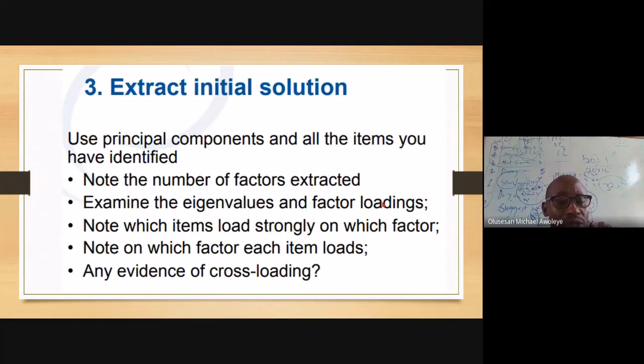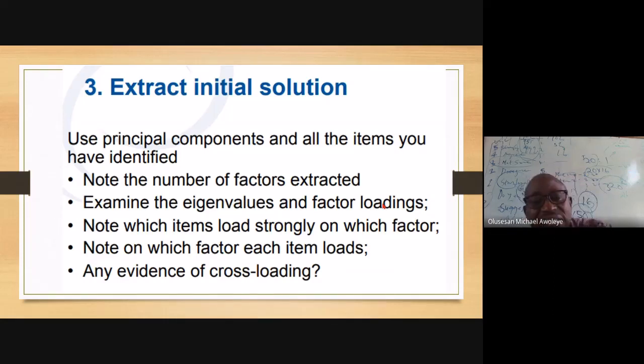So, extraction solutions. I'm not going to dwell too much here because of our time, but they are very simple. Use principal components on all the items you have identified. Note the number of factors extracted. Like I said, then examine the eigenvalues and factor loadings. Eigenvalues are values like correlational values, but they are called eigenvalues in mathematics. When you do your factor analysis, it will generate some values for each of the items, depending on what is found within the items when you mix them together.